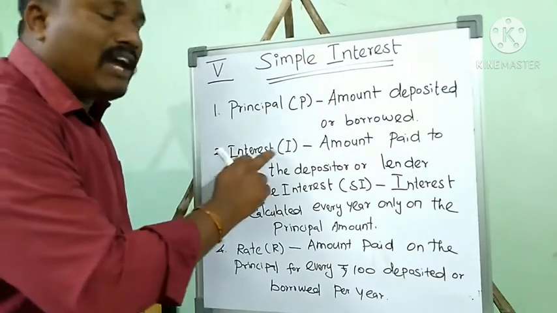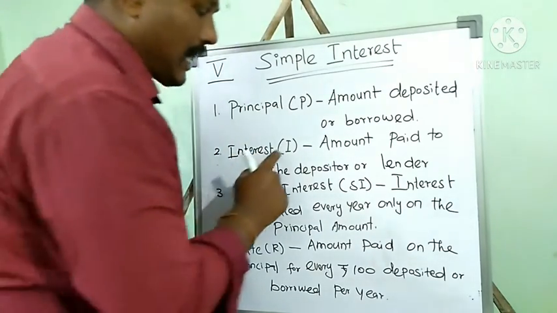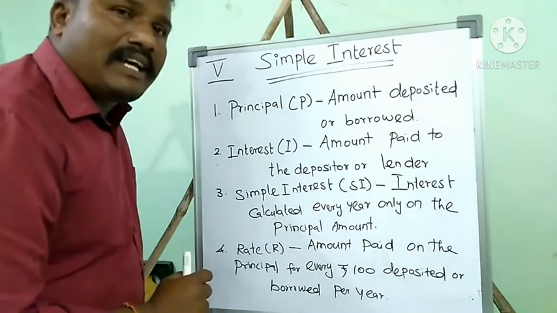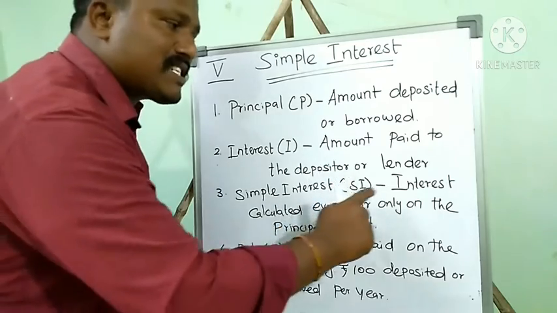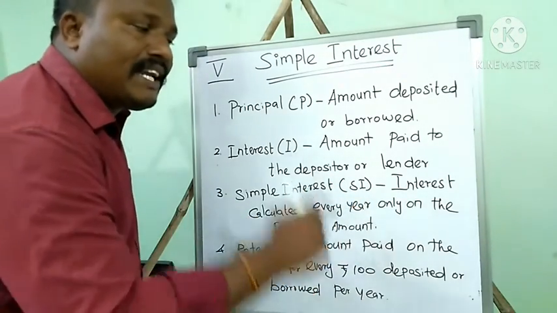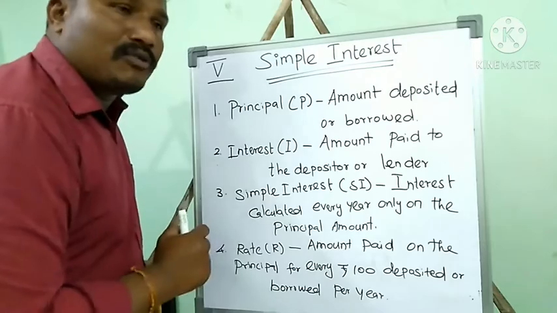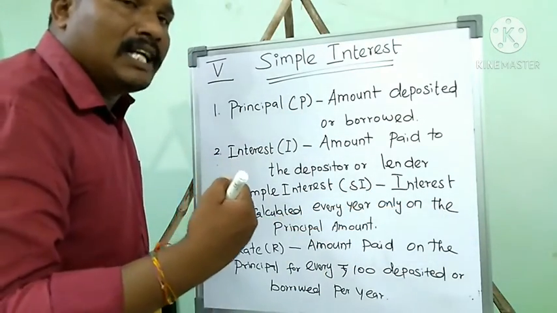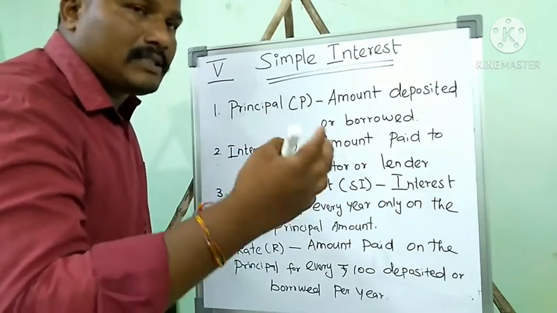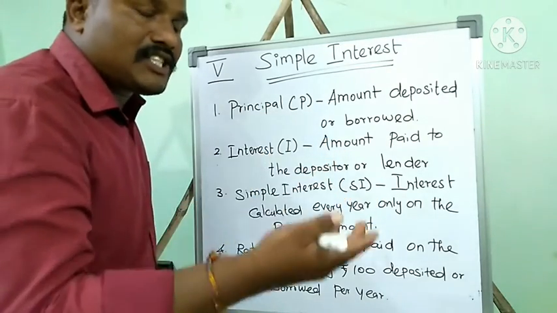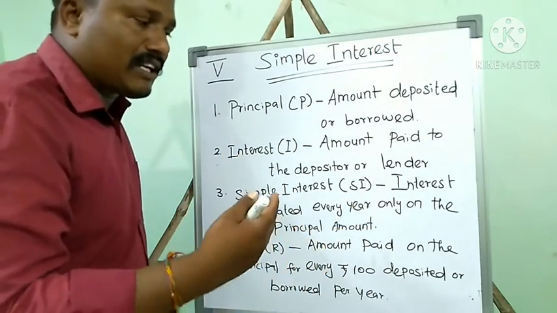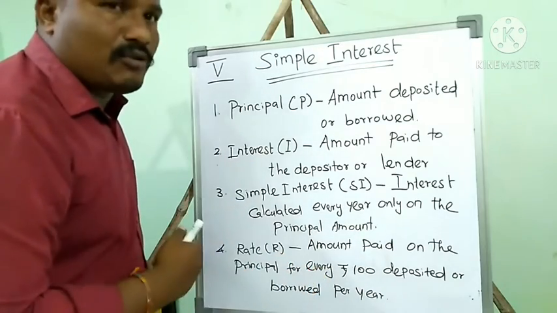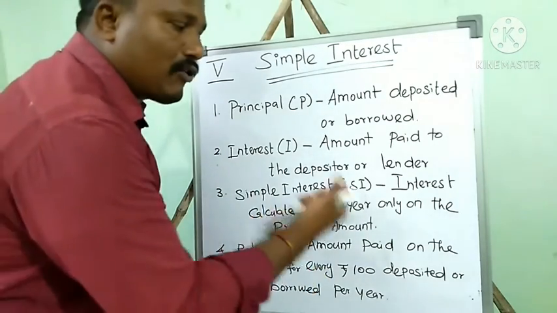Interest we denote by capital I. Then simple interest we denote by SI. Simple interest means interest calculated every year only on the principal amount. If you deposit some amount or borrow an amount from the bank, they will calculate some interest, that is called simple interest. They calculate some amount for every year, and that amount is called the interest amount. Simple interest, we denote it by SI.